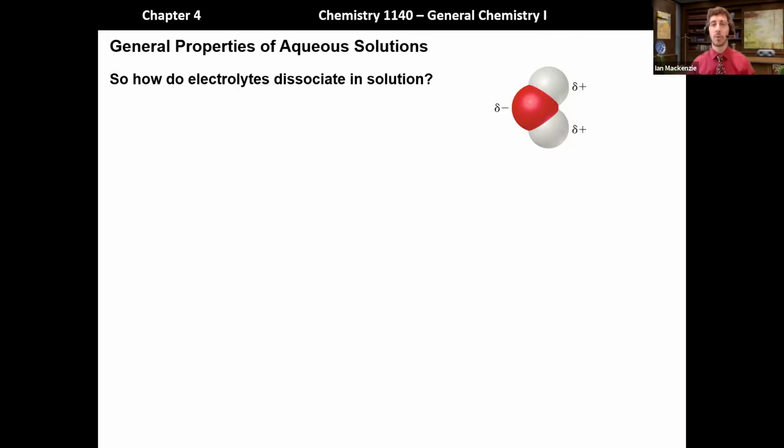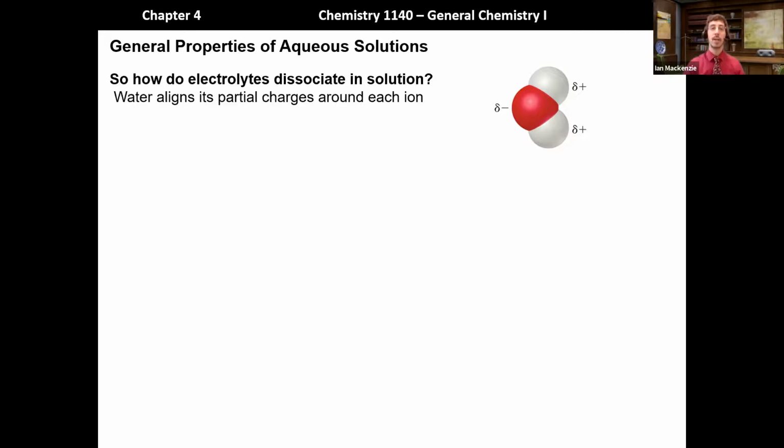And so around oxygen, there is a partial negative charge since it holds a little bit more of the electrons than the hydrogens do. And the hydrogens, because they have a little bit less than their normal share, end up having a partial positive charge. So essentially, water just has two sides to it. It has a slightly negative side and a slightly positive side.